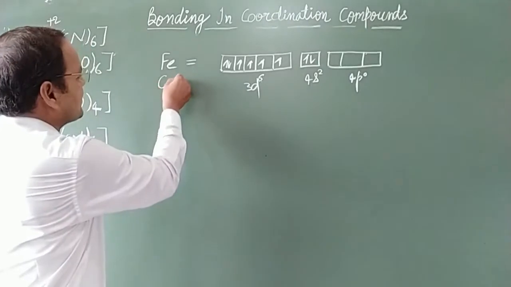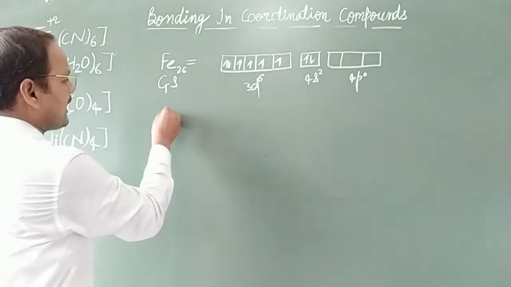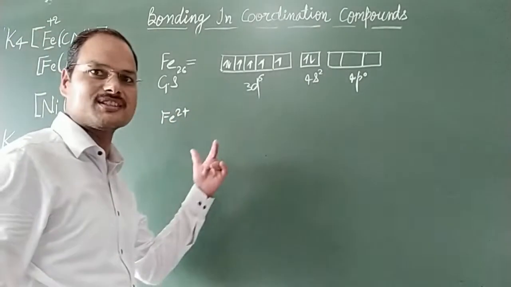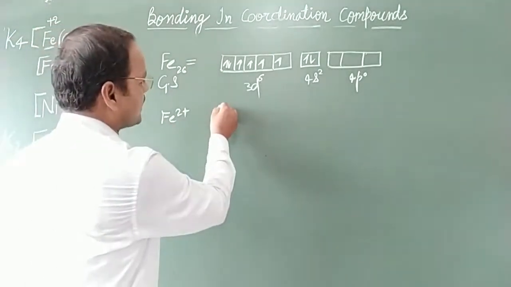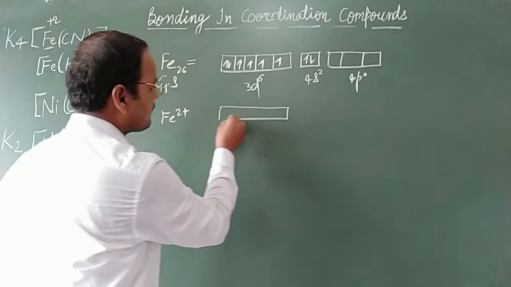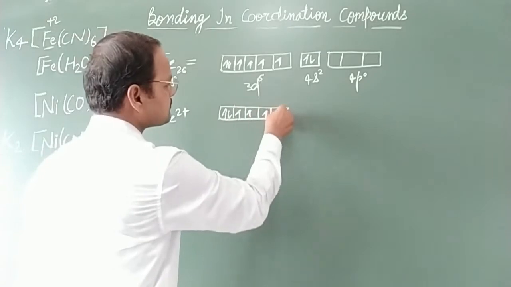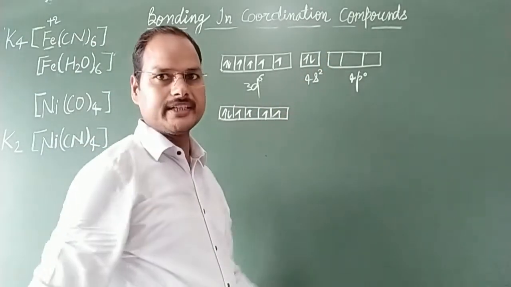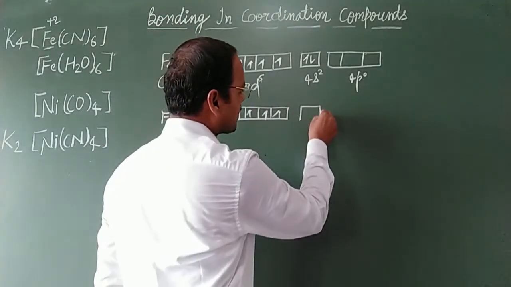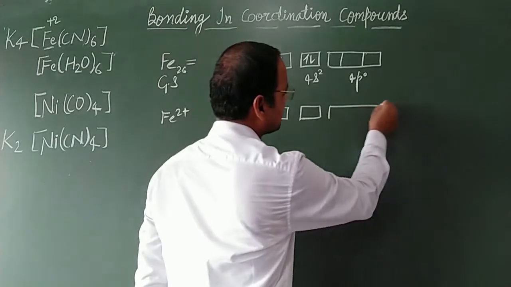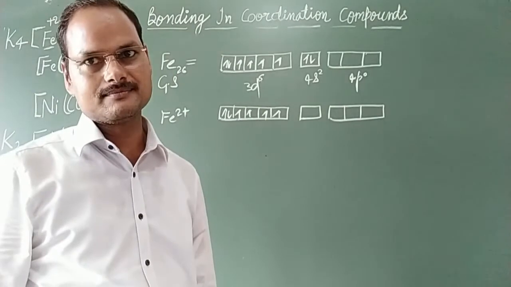Therefore, this is the ground state electronic configuration for iron. But in case of Fe2+, it means 2 electrons have been removed from this. So, in the ionic state, the electronic configuration for the Fe2+ ion can be written in this way. See here, this is the outermost part. Therefore, 2 electrons will be removed from 4s. It means 4s is now empty and the p orbitals are already empty.